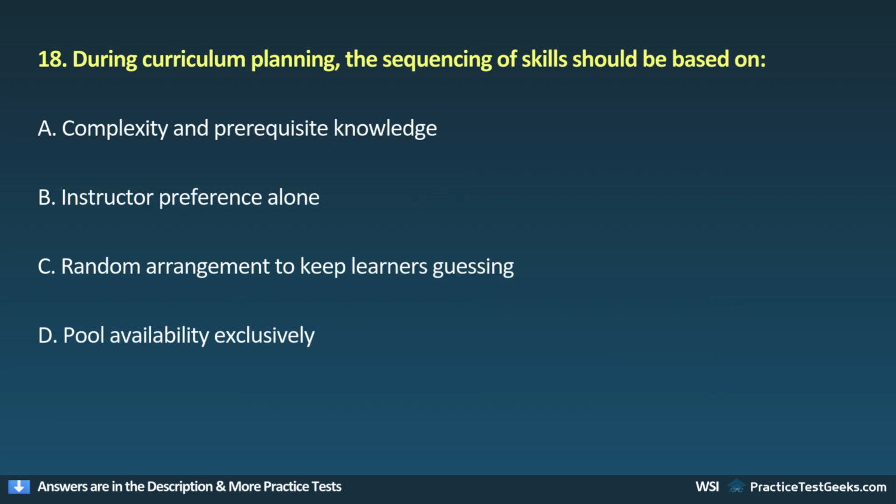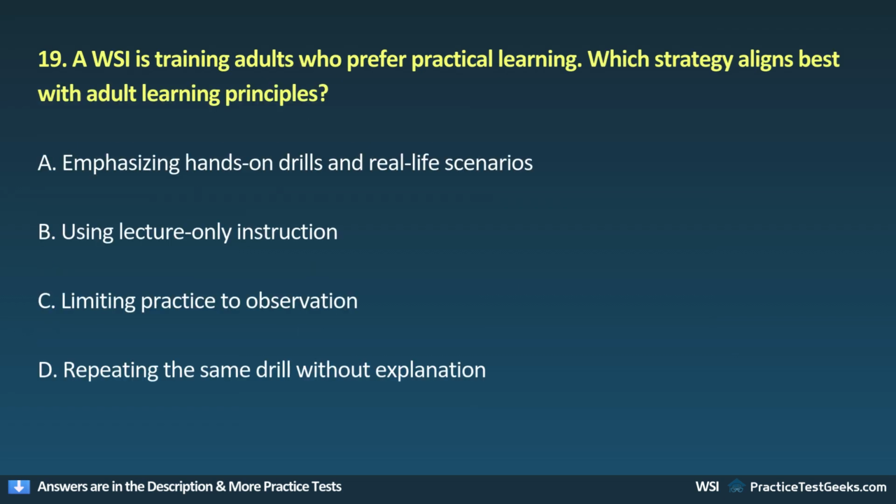18. During curriculum planning, the sequencing of skills should be based on A. Complexity and prerequisite knowledge. B. Instructor preference alone. C. Random arrangement to keep learners guessing. D. Pool availability exclusively.